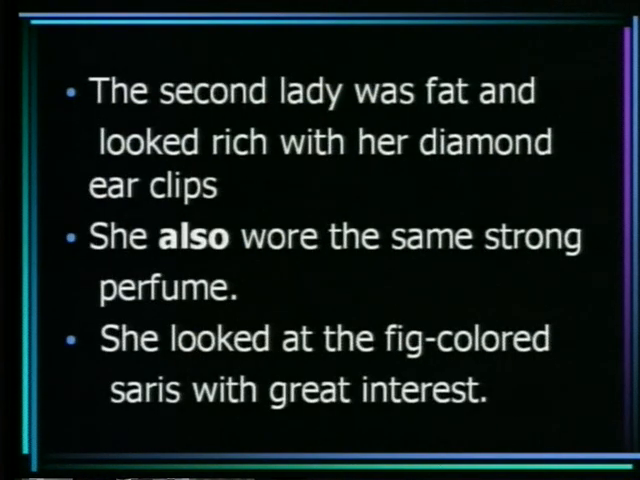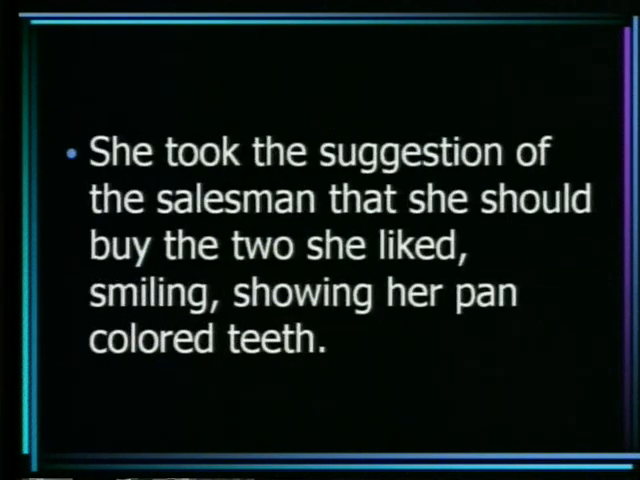The second lady was fat and looked rich with her diamond ear clips. She also wore the same strong perfume. She looked at the fig colored saris with great interest. She took the suggestion of the salesman that she should buy the two she liked, smiling, showing her pan colored teeth. This is the sentence.